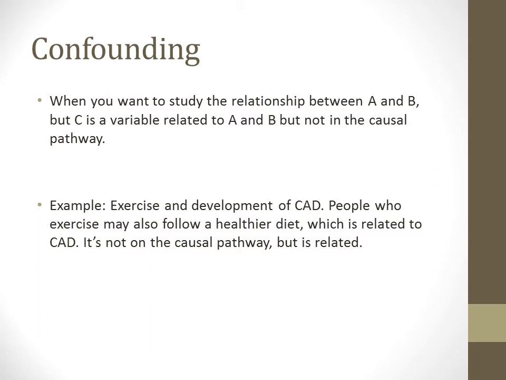That's the causal pathway. However, not in the causal pathway, it's likely that people who exercise are also more likely to follow a healthier diet, and that is also related to coronary artery disease, but it's not caused by the exercise. It just happens to be related. So a confounder is a variable that is disproportionately found in one group or another, and probably also affects the outcome.